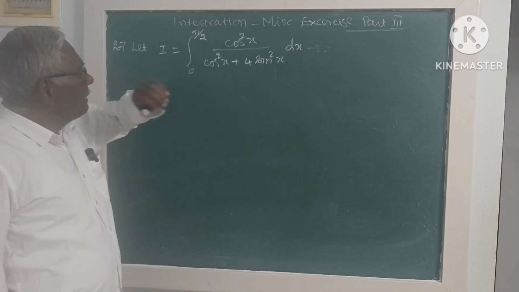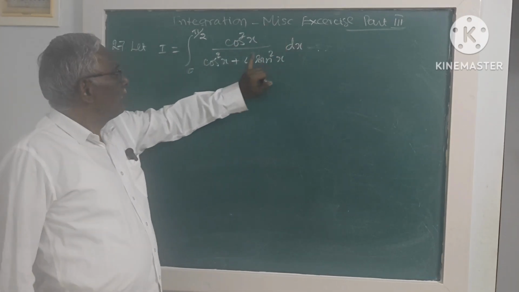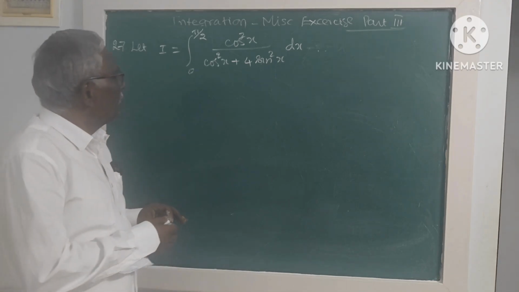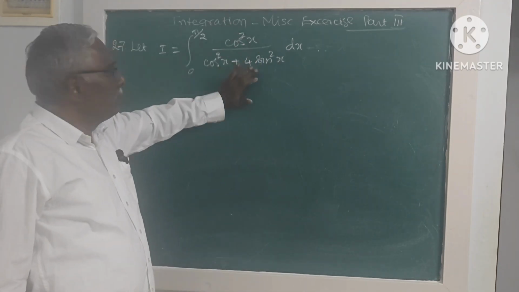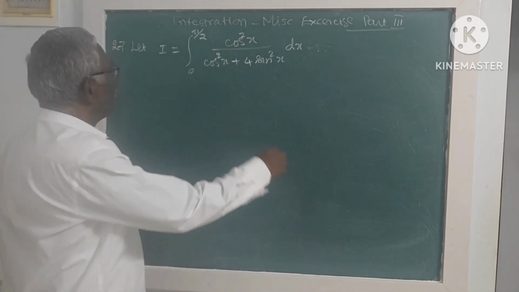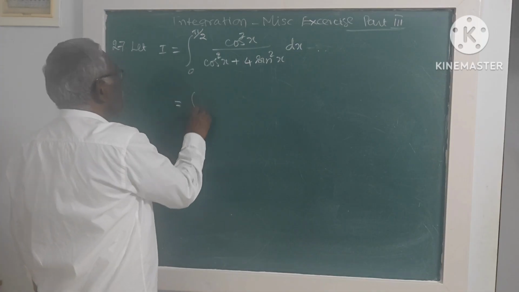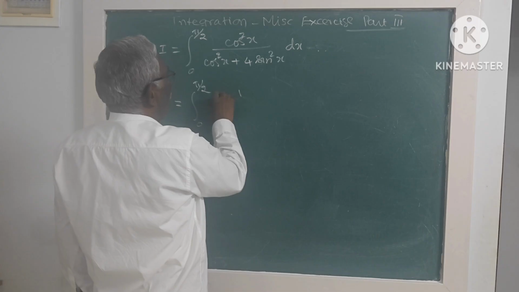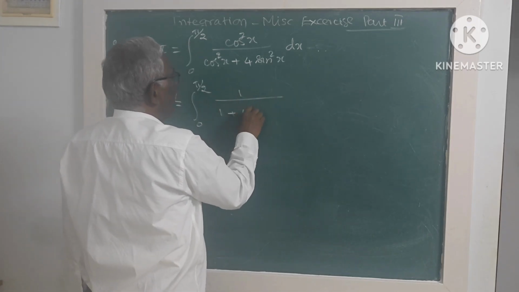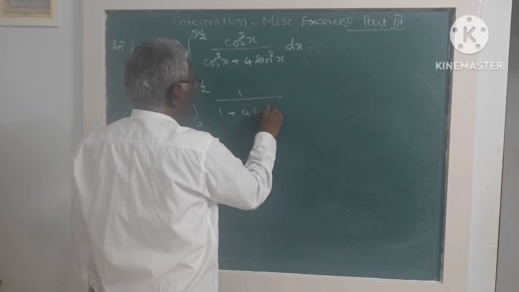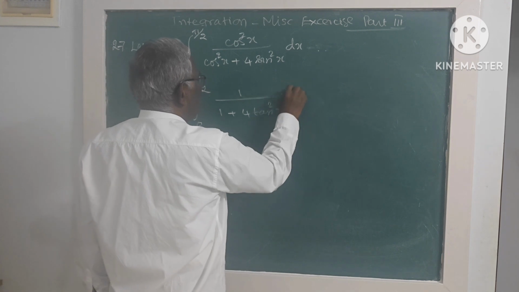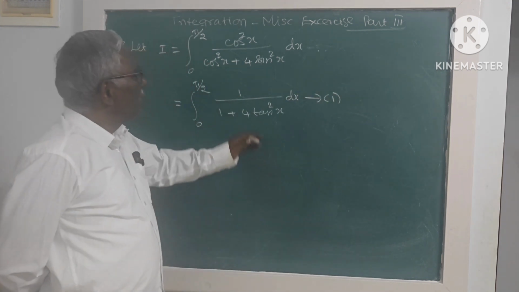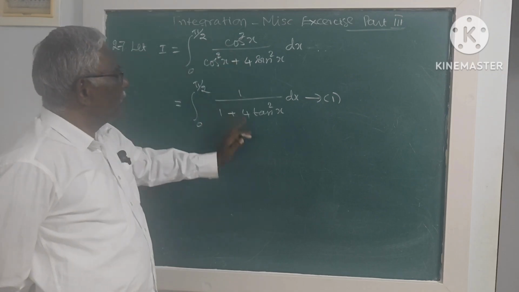So in this integral, cos square x is there in the numerator and cos square x plus 4 sin square x is there in the denominator. You can divide the numerator and the denominator by cos square x. What will come? 1 by 1 plus 4 tan square x. We are dividing the numerator and the denominator by cos square x.